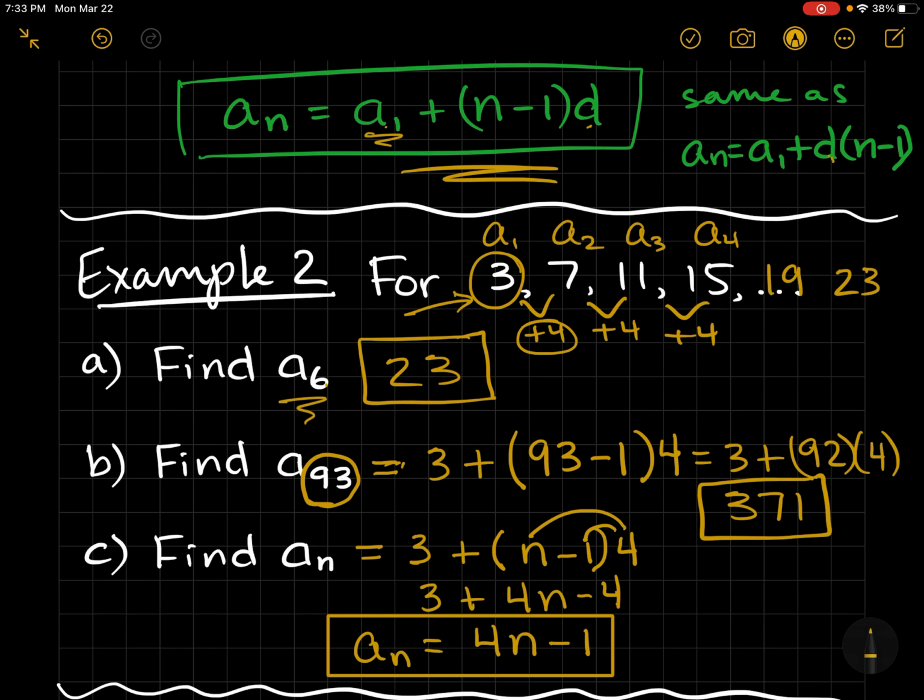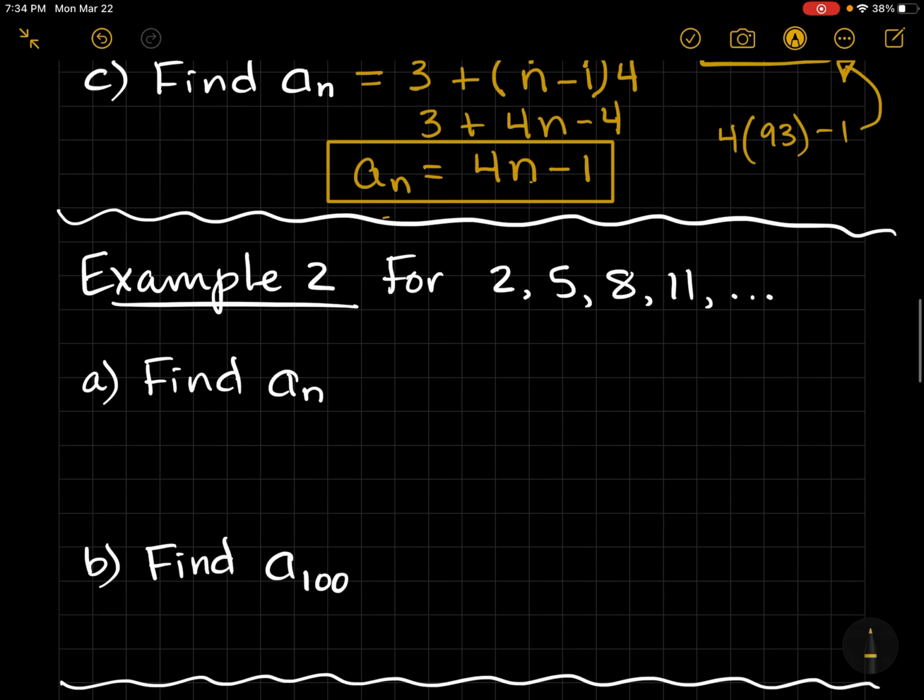Alrighty. And now, just notice I could plug 93 in here and do 4 times 93 minus 1, and that would give me the same answer. So once you have a sub n, you can plug any number in that you like.